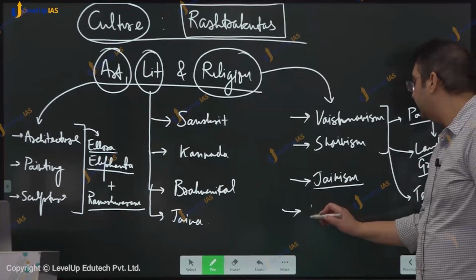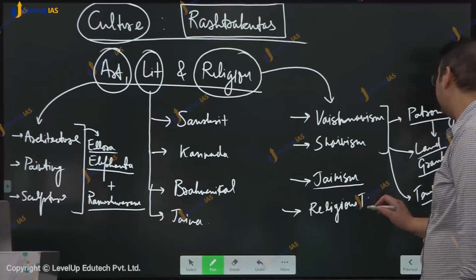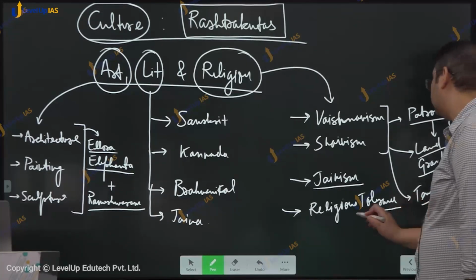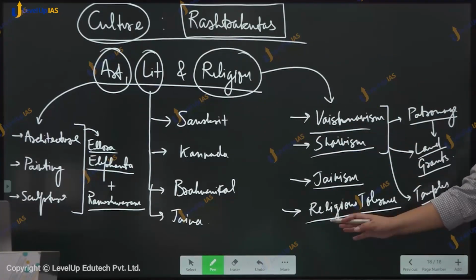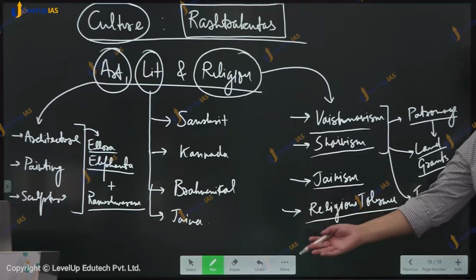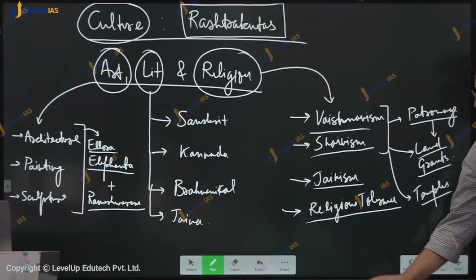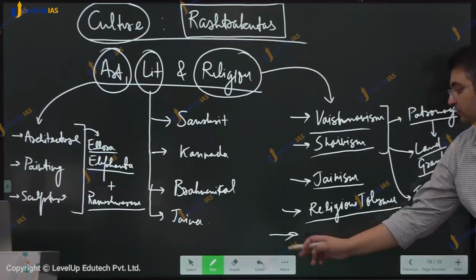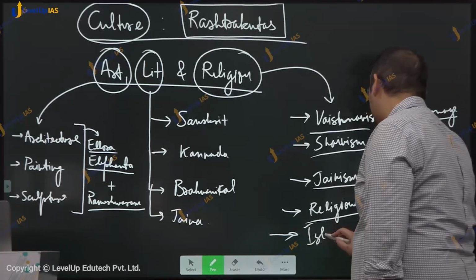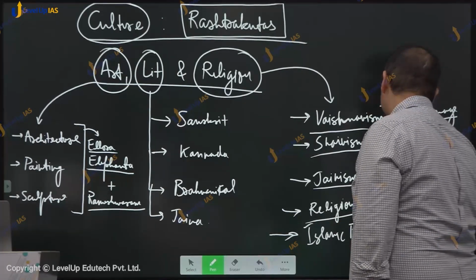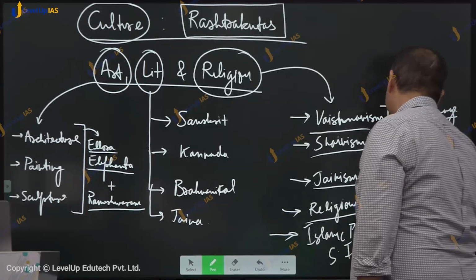We also see an atmosphere of religious tolerance. So, although different rulers were practitioners of different faiths, they did not discriminate against the others in matters of royal appointment, court patronage. कोई discrimination नहीं देखने के लिए मिलता था. The Rashtrakuta period was also significant for the growth of Islamic presence in South India.